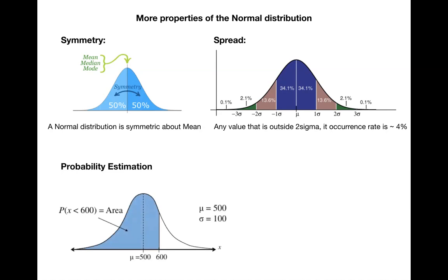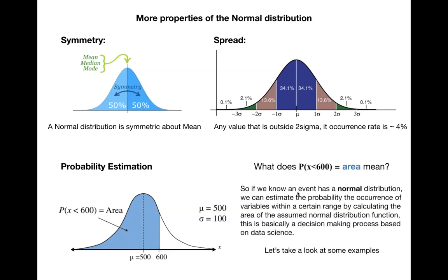And also, how do we estimate probability using a function like this? For example, this is a normal distribution. On the x-axis, the average is 500. And I want to see what's the percentage or occurrence of the event x that is less than 600, which is basically this blue shaded area, right? So this shaded area means the probability of an event x occurring when x is less than 600.